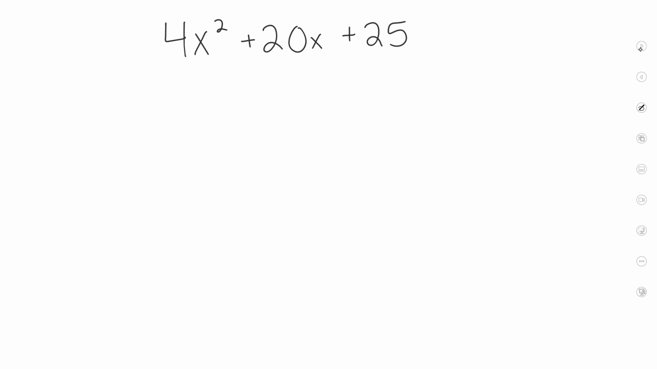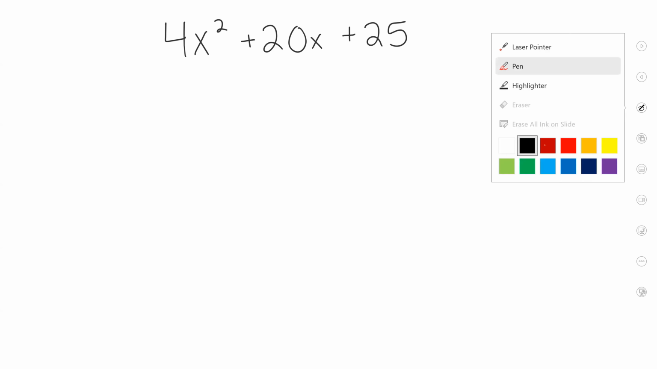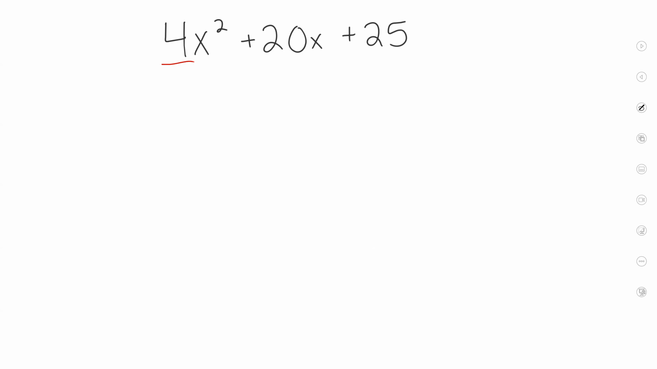Okay, let's see. Before we get started, let's see if we can simplify this. Can these 3 numbers all be divided by the same thing? Let's think about it. Can they all be divided by 2? No, 25 cannot be divided by 2, so that's not good. How about, can they all be divided by 4? No, 25 cannot be divided by 4 without having decimals, and we don't want decimals. Okay, so we cannot simplify this. So we'll go ahead and start.